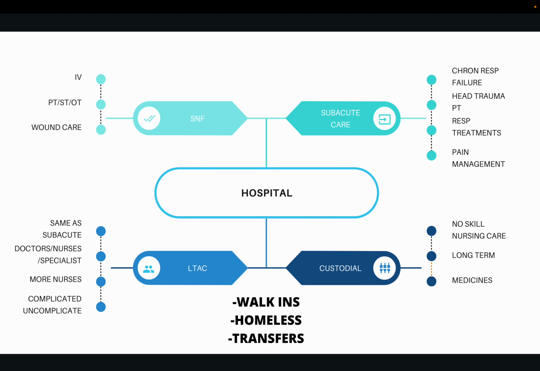So let's talk more about each of these facilities. So the simplest one, the lowest level of care of them, is custodial care facilities. Custodial care facilities are facilities where, if you have insurance, your family member, your loved one, above a certain age group can live there, and usually there are 1 or 2 nurses for a large amount of patients.